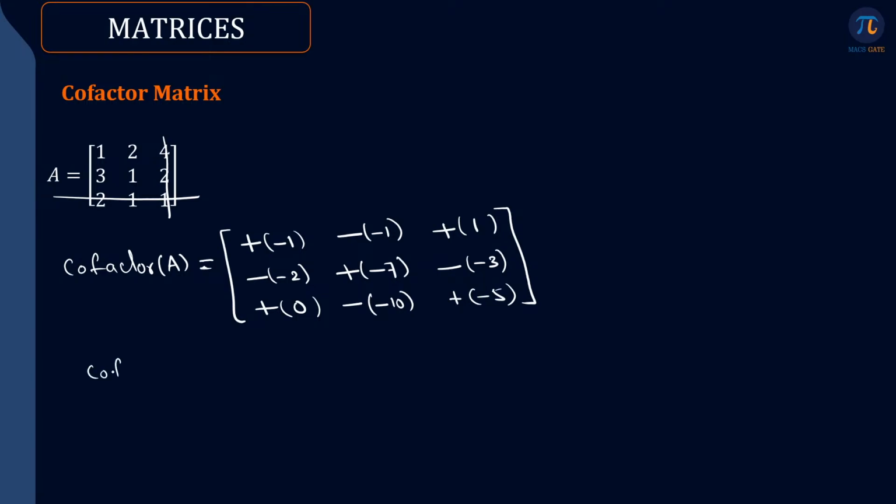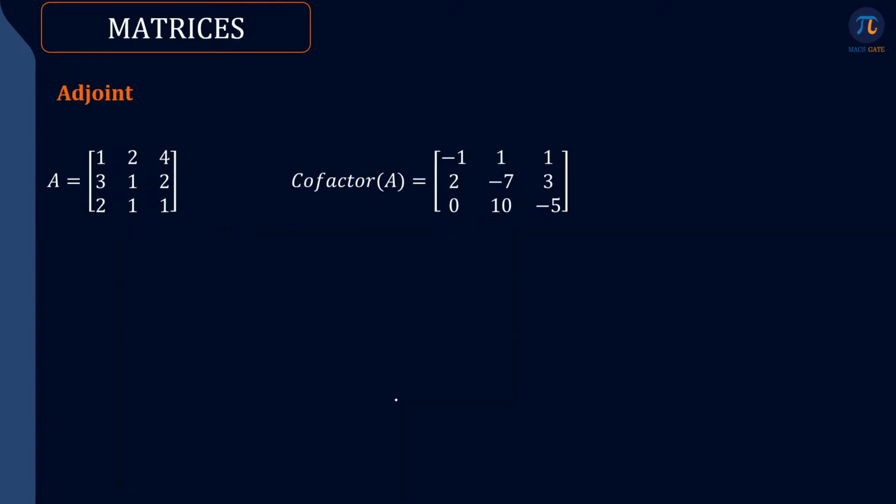So, this is called the cofactor matrix. What is it? Minus 1, plus 1, plus 1, 2, minus 7, plus 3, 0, 10, minus 5. So, you can just check this. So, this is the cofactor directly. Again, now we learn how to find the adjoint of the matrix.